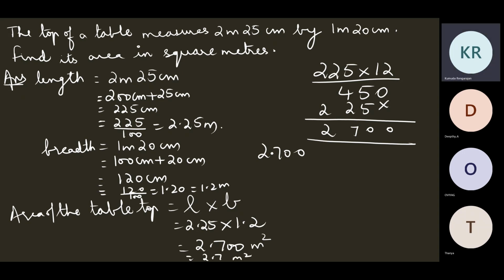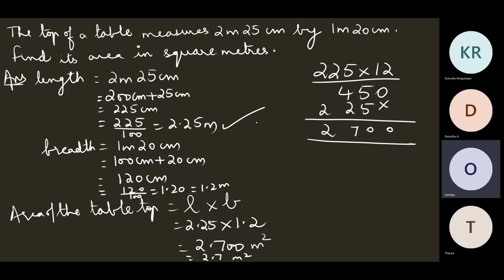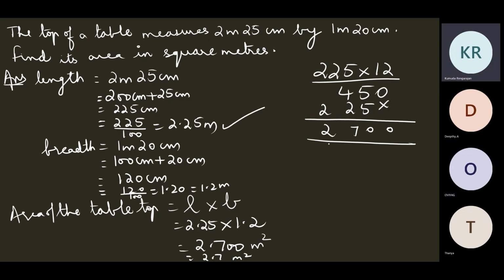Ovia, is this step understood? Let me understand where you have a problem. Tell me if you understood this step, 2.25 meters. Ma'am, I understood that step, but how did you put 225 into 12? We multiplied this first and the product is 2,700. In the product, you can place a decimal point. This is what you're saying, right?